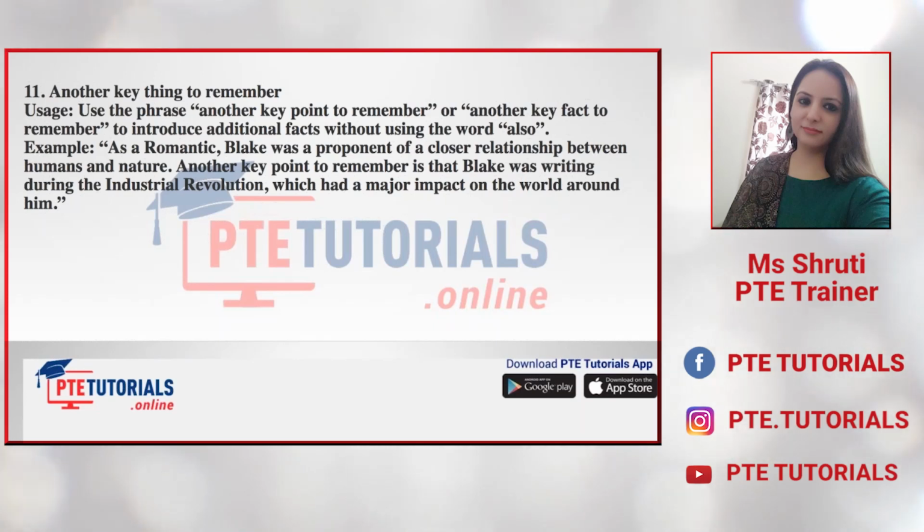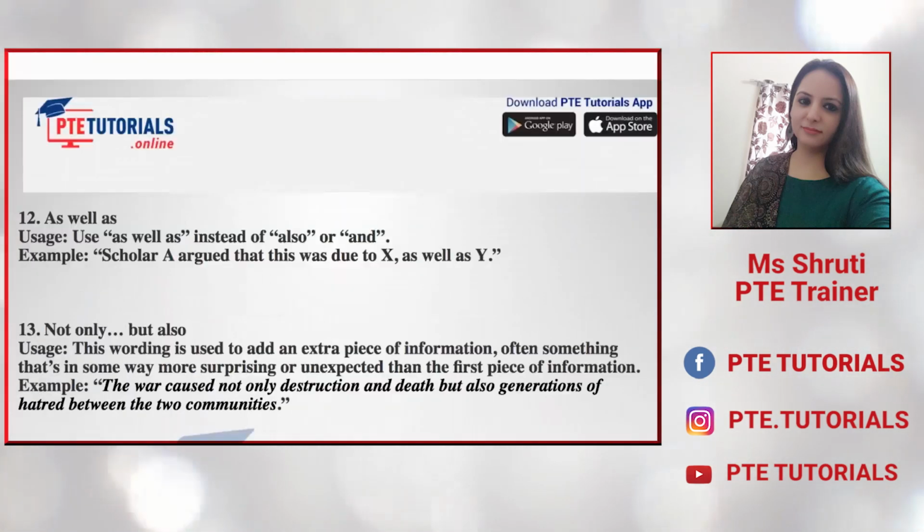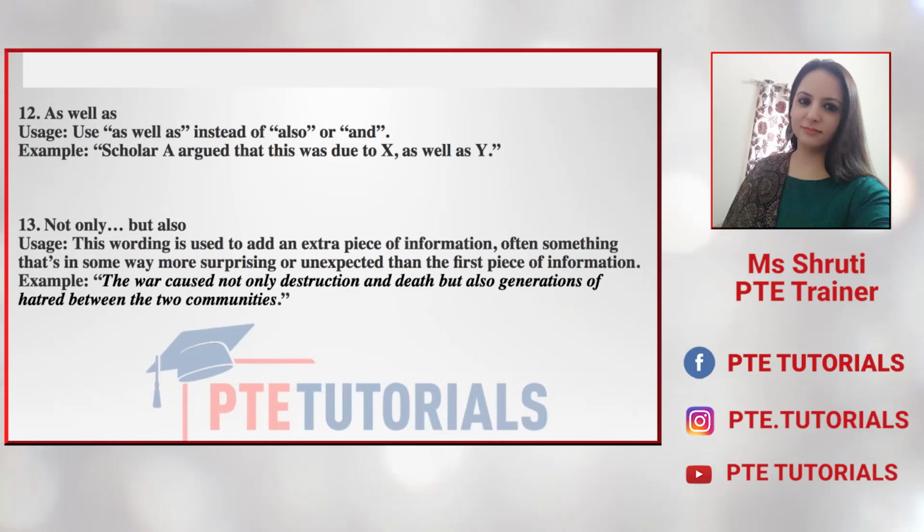Next is "as well as." This will be used by a lot of us, right? Whenever you're writing an essay, and something we use in daily life also, we'll be talking this. Use "as well as" instead of "also" and "and." Instead of using "also" or "and," you can use "as well as." For example, scholar A argued that this was due to X as well as Y.